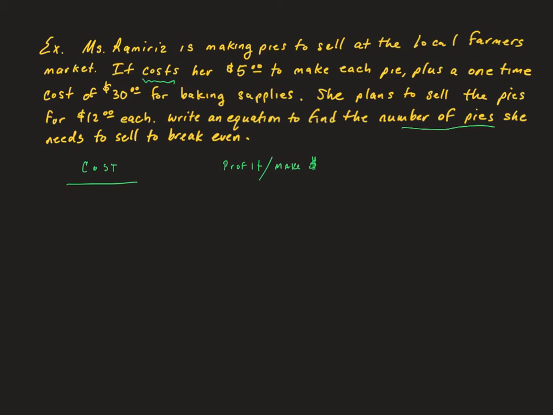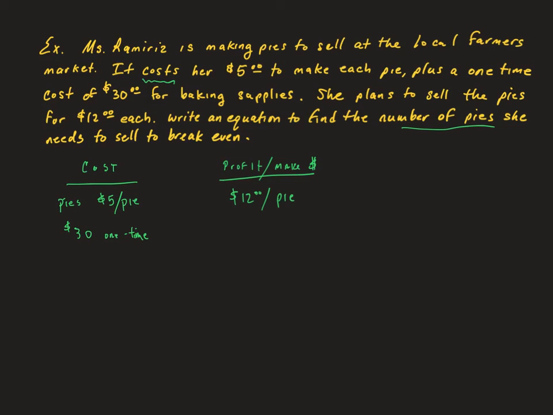Okay, so I'm going to make pies, and I know that my pies cost $5 per each pie I make. All right, and I know that I'm going to pay a $30 one-time fee. That might be because I had to buy pots and pans, that could be anything. So that's a one-time fee of $30. And profit, I'm going to make money. I'm going to make $12 per pie.